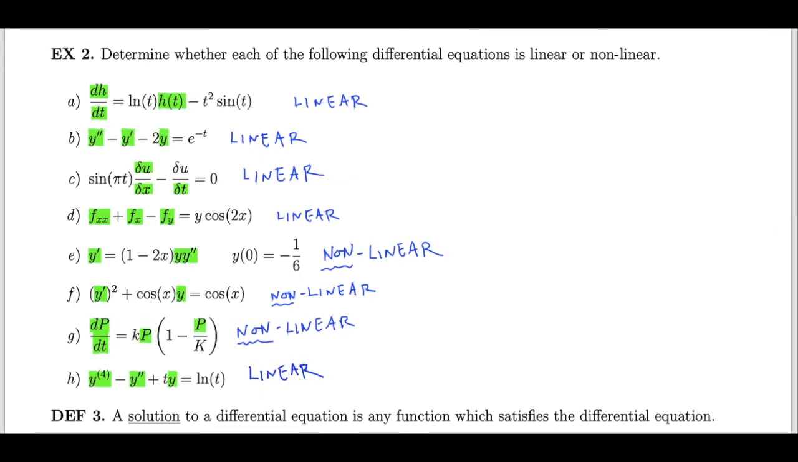Again, please take a second to review these examples because this notion of linearity is really crucial, and so that's one that we're going to need to rely on several times throughout the coming semester. Let's take a look at the next definition.